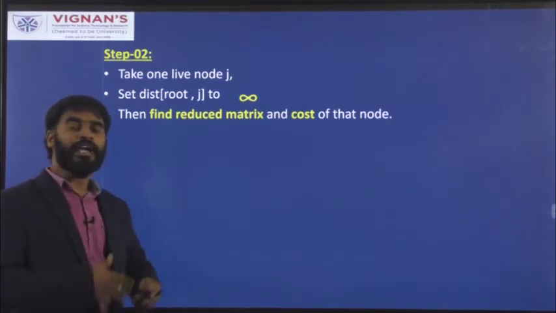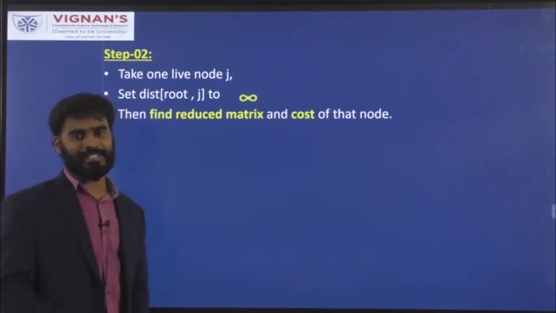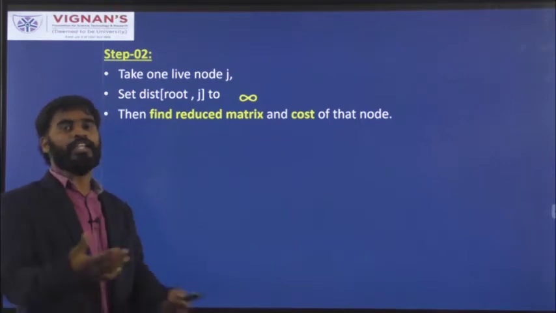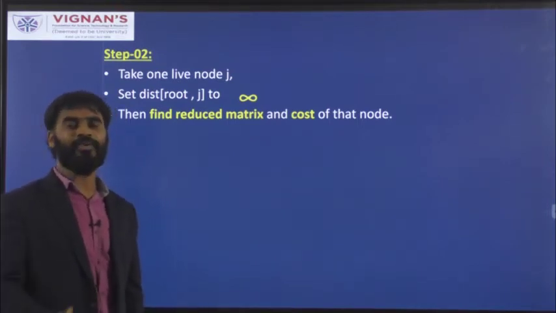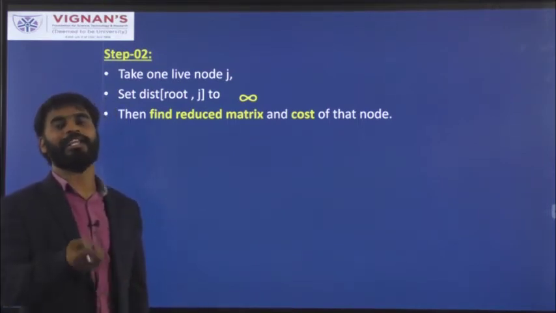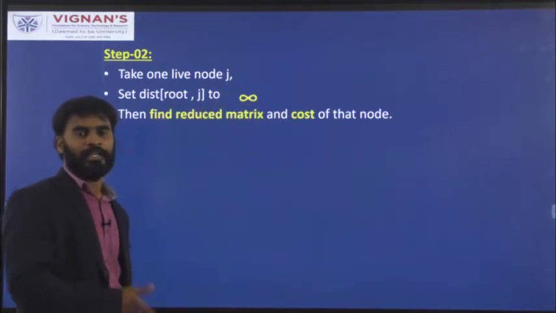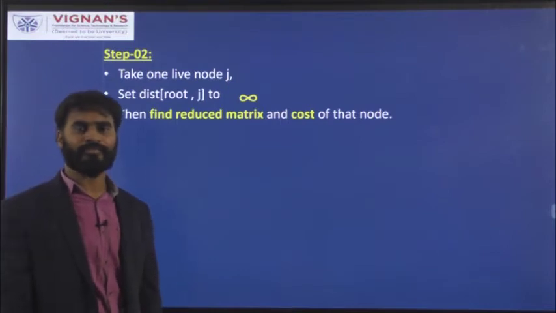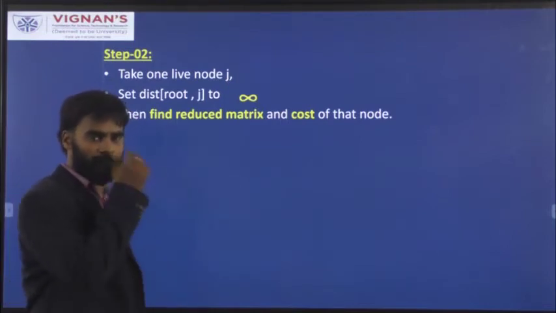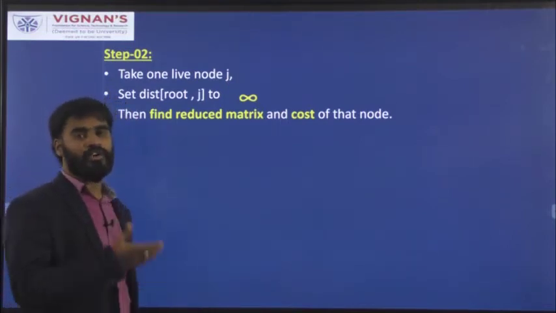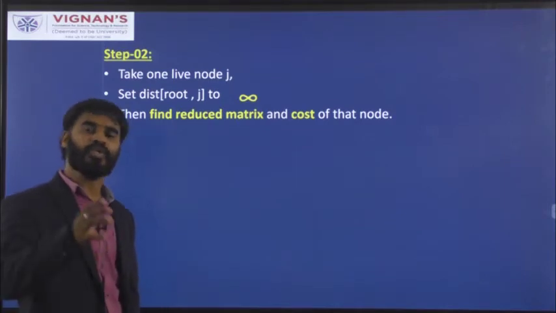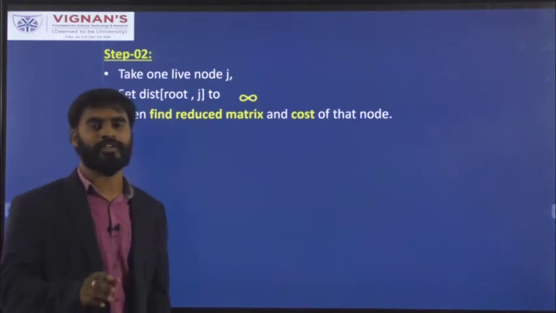Again, we are going to use the least cost search strategy. That means for each node we will calculate the cost and choose the node which has the least cost for exploration. So this is a minimization problem. Knapsack is a maximization problem and this is a minimization problem. For each node, calculate the cost and choose the node with the least cost to explore further.